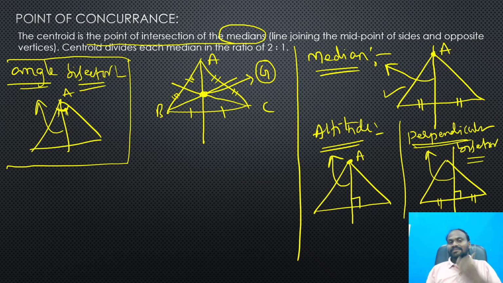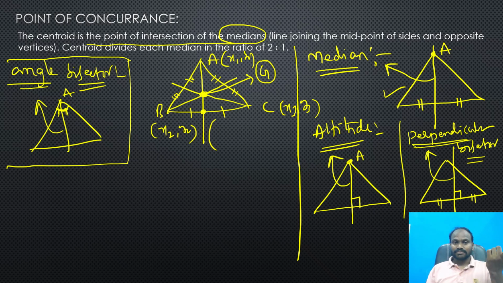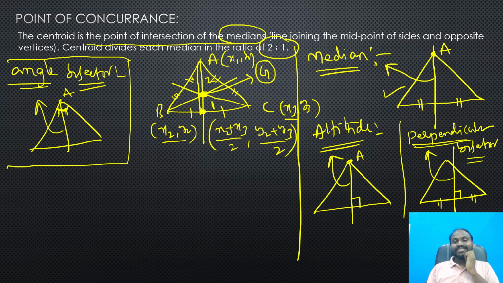If A is (x1, y1), B is (x2, y2) and C is (x3, y3), the midpoint formula gives (x1 plus x2 by 2, y1 plus y2 by 2), and similarly (x2 plus x3 by 2, y2 plus y3 by 2). Now the centroid divides the median in the ratio 2:1. That is also an important point. By using that ratio on this point, you can find the centroid formula.